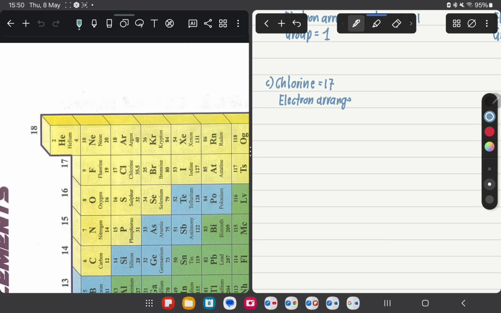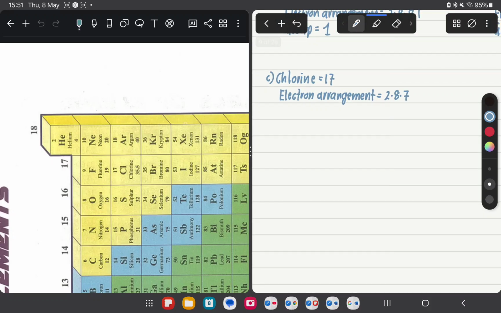Okay, so they have 17 protons, meaning their electrons are also 17. The first shell can hold 2, the second shell 8, so the final shell should be 7. So 2, 8, 7 equals 17. Alright, then how about their group now?